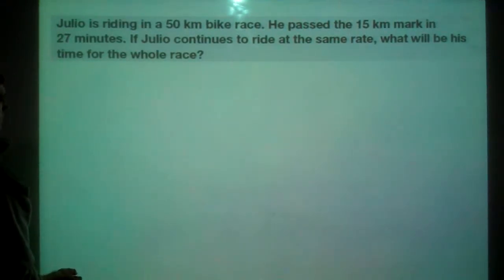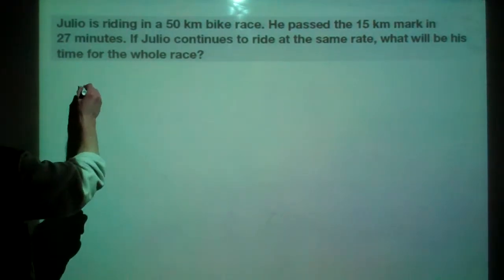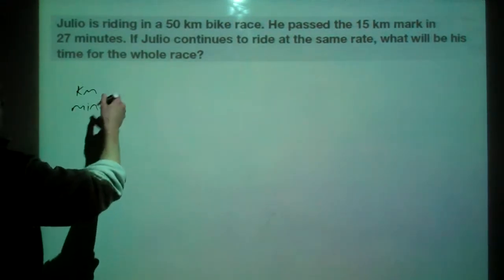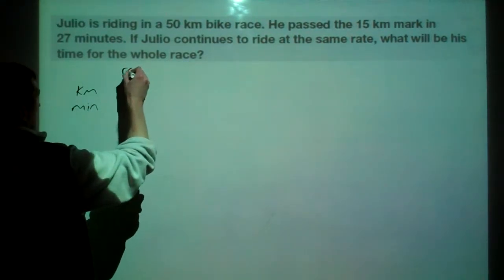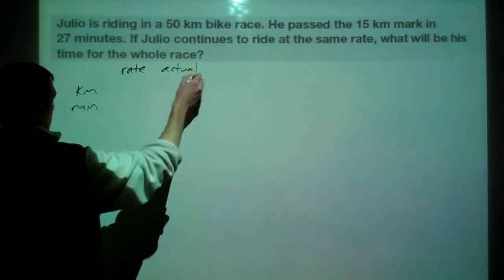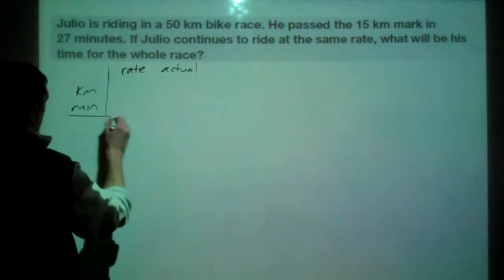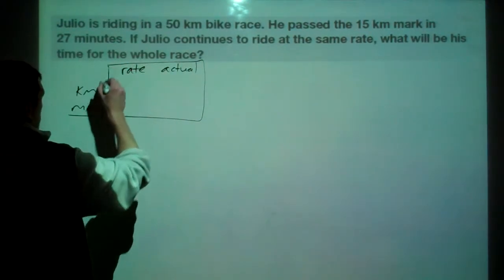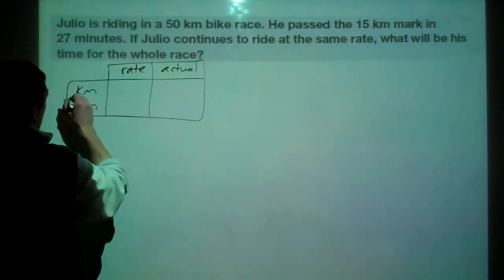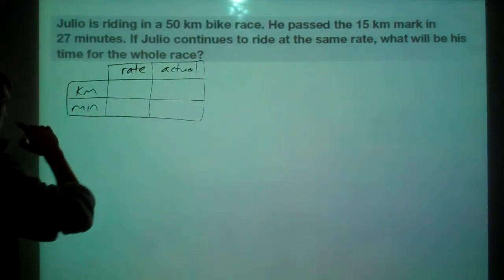Let's say we've got kilometers and minutes. And we've got our rate and our actual. Alright, so let's take a look at this here. I like this because if you're not sure what to do, it's kind of easier to fill in some things here, and then you can kind of see where they're going. Alright, so here's what we know.